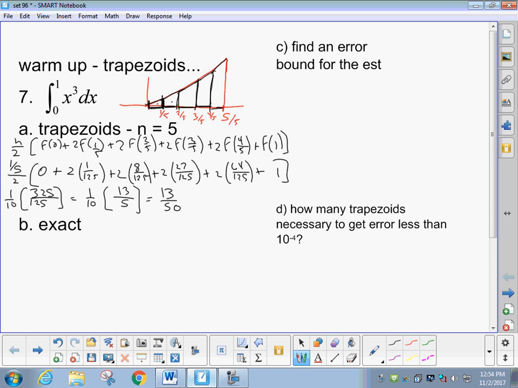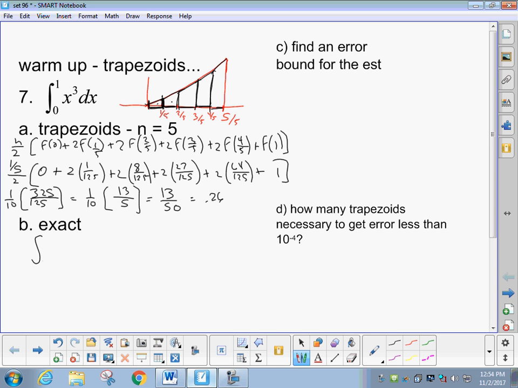Is that what you got, people? What do you mean, sure? That sure means no, I didn't. Yes, I got you. All right. 13 fifths is 0.26 as a decimal, yeah? 26 hundredths? Yeah. Let's see how exact goes.